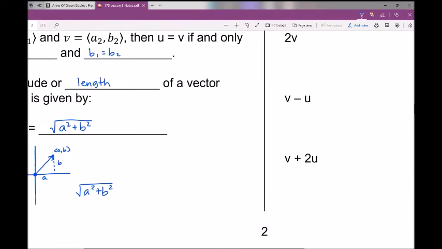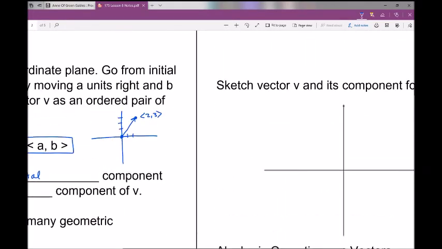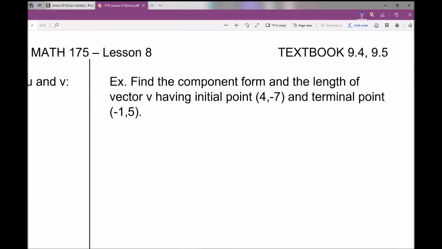So now that we've gone through a lot of definitions, let's practice some actual problems, because I think that will help you understand it better. So our first example is find the component form and the length of vector v having initial point 4, -7 and terminal point -1, 5. So the first thing we want to find is the component form.